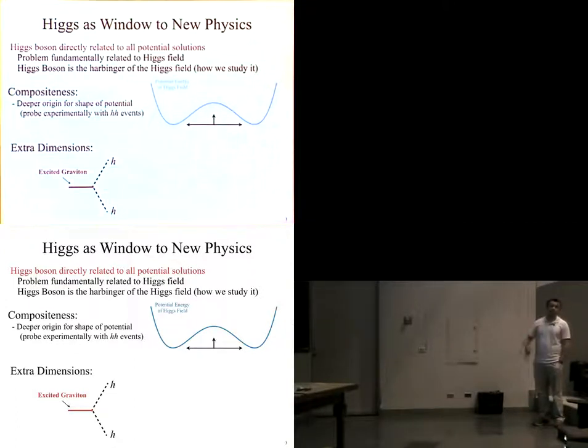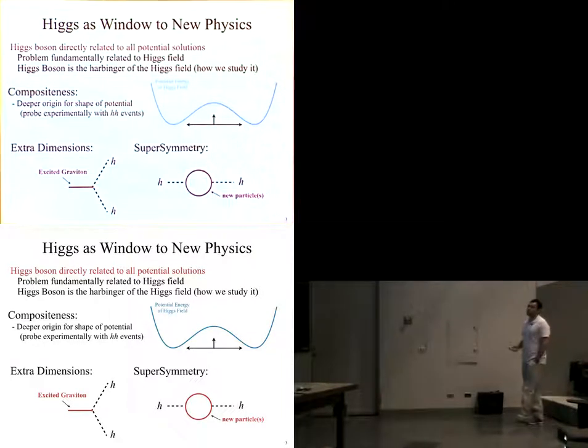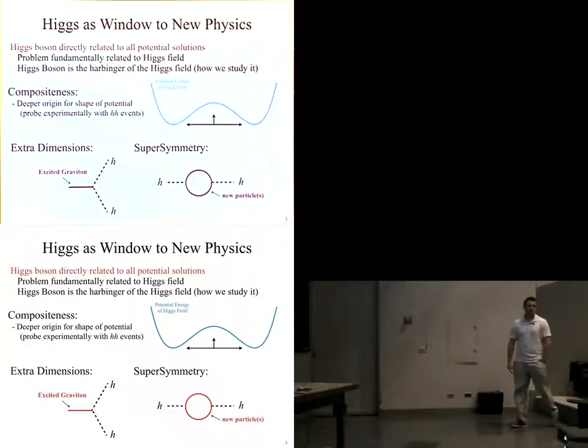Ideas of extra dimensions, or the solutions that have extra dimensions, give excited gravitons. These look to us as heavier particles in the theory. These particles can decay directly to pairs of Higgs bosons, so they have a coupling to the Higgs particle. So we can also look for this. We can look at events that have this final state.